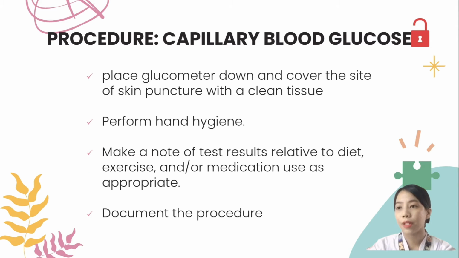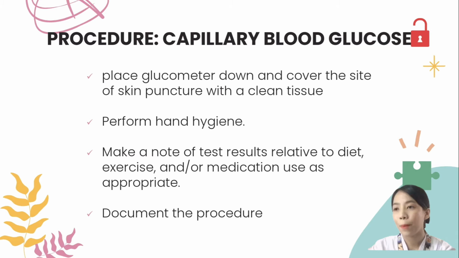Place the glucometer down and cover the site of skin puncture with a clean tissue. Pressure may need to be applied to stop further bleeding from the puncture site. The machine normally provides a result at this stage unless there have been errors in collection, for example, insufficient sample, low battery, wrong code, or the machine times itself out. If an error displays on the glucometer, troubleshoot as appropriate.